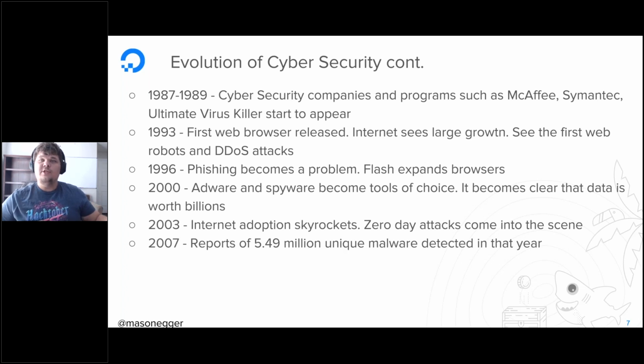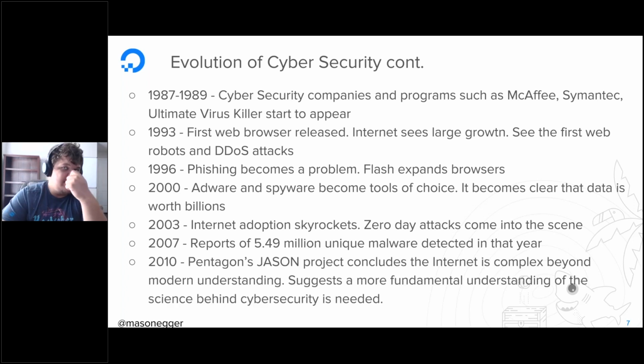In 2007, reports of 5.49 million unique malware were detected in that year alone. And then we can also say that cloud-based antivirus software did become a thing then. And then in 2010, this is going to be the last one on the list, the Pentagon's JASON project concludes that the internet is complex beyond modern understanding.